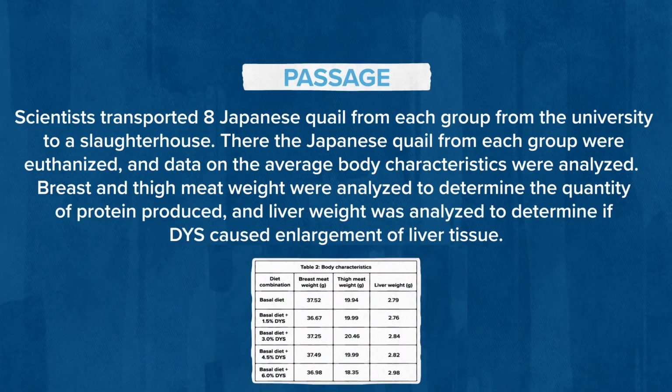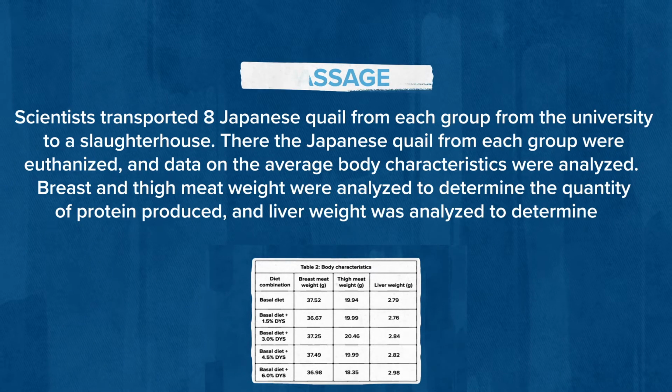Research Summaries passages include descriptions of related experiments or studies. This passage includes 2 studies that investigate the effects on the growth of Japanese quail when fed a basal diet, which is a diet with minimum nutrients, versus a combination diet of a basal and distillery yeast sludge, or DYS. Now, on the real test, you will want to read a little bit more into the passage to understand why these experiments are being done. But for the question that we're going to look at today, we don't need that. So I'm just summarizing the parts that are needed for this question.